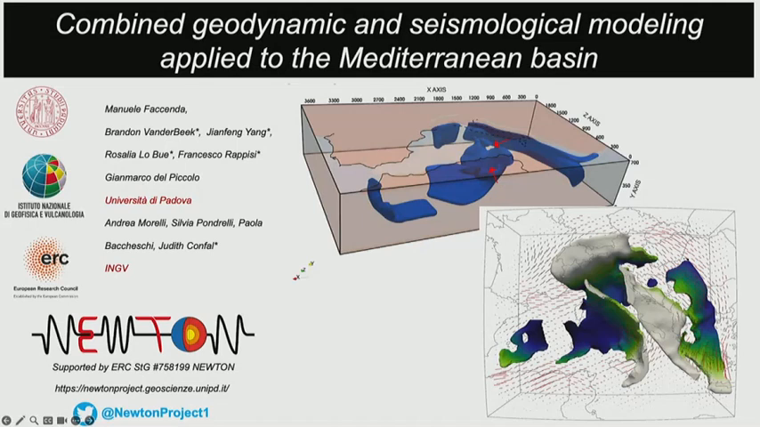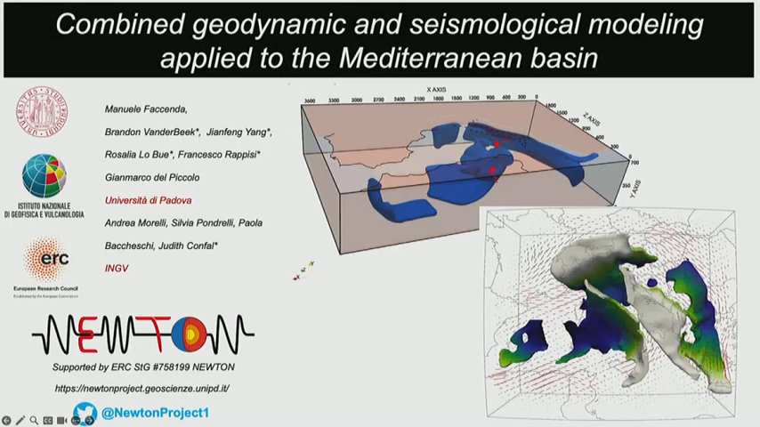So today we'd like to show you the work that has been conducted with a group of people that you see here, who were or are based at the University of Padova and INGV, which is the National Institute for Geophysics and Volcanology. Over the last few years, we have tried to develop a new approach where we combine geodynamic and seismological modeling to better reproduce the Earth's dynamics and structure. On Tuesday I gave a talk at the UTIC where I explained the details of this technique. Today I will show you its application to the Mediterranean basin.